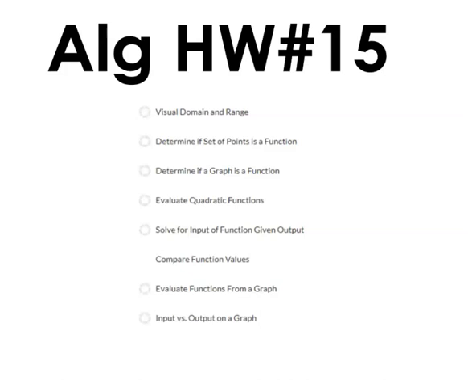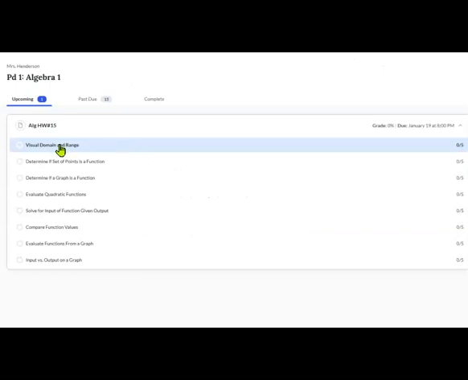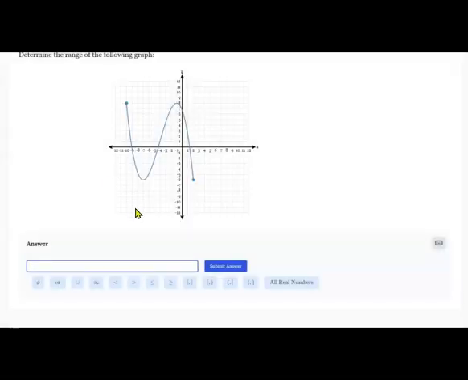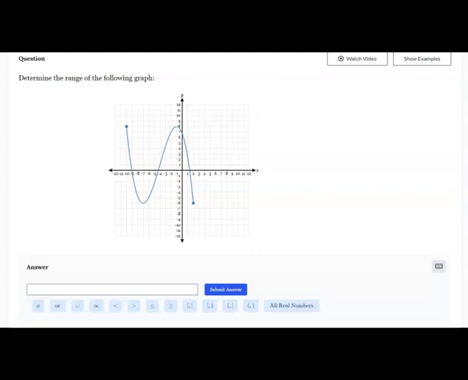Let's take a look at the questions on homework number 15. First, we'll start with visual domain and range. Don't forget to read carefully to determine what you're looking to find. And if it's range, that is the stretch of the graph from how low to how high it goes.